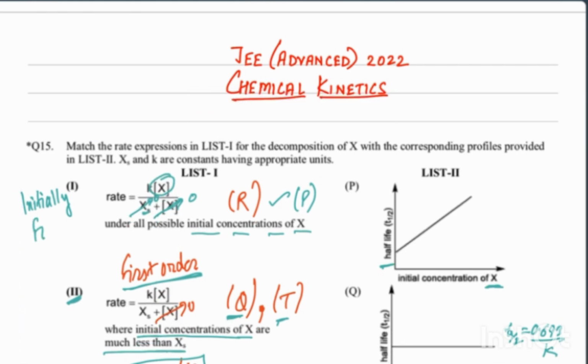The reaction will behave as first order, and finally it will behave as zero order. So if you see here, the half-life at initial time will be constant, and after a particular time it will increase linearly. In zero order reaction, half-life increases linearly, and in the first order reaction, it is almost constant. That's why P is matching with this.